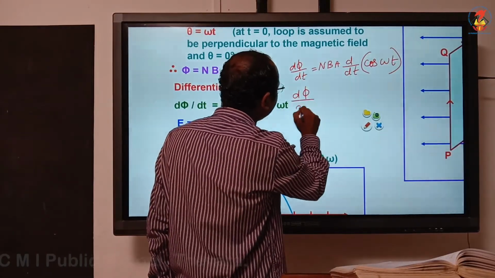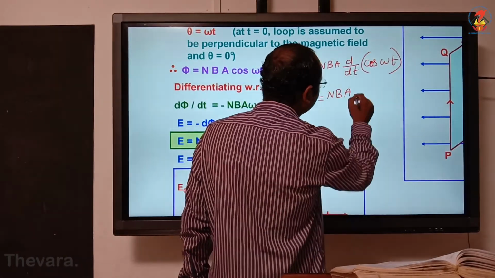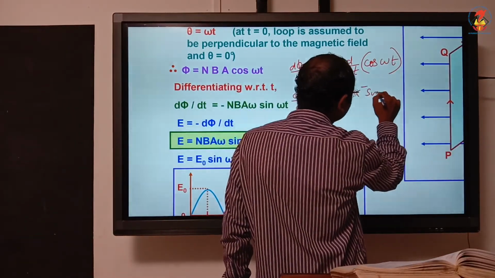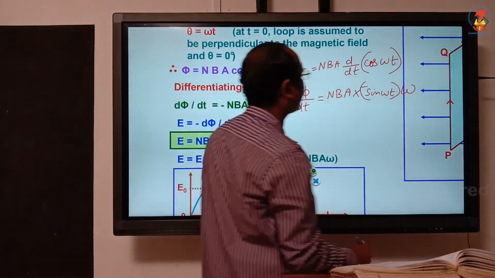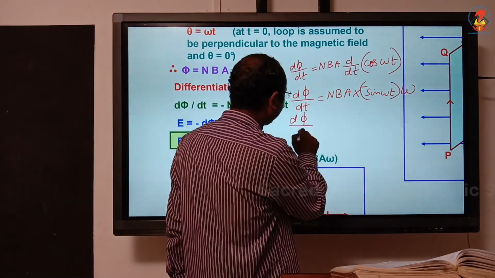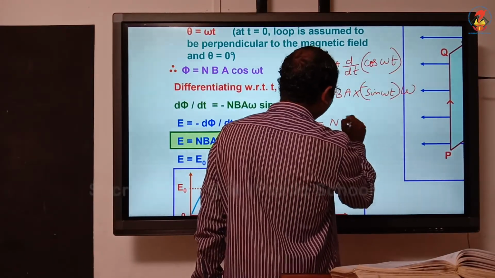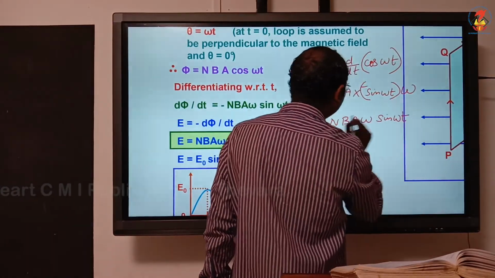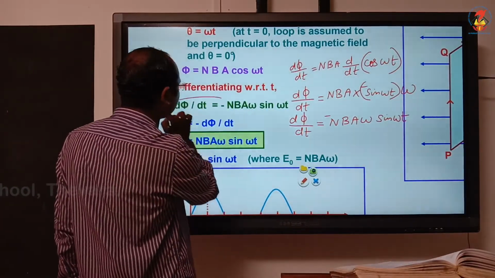Now d phi by dt is equal to NBA, derivative of cos omega t is minus sin omega t into omega. So I will get d phi by dt as NBA omega into minus sin omega t. This is the equation which is written here.